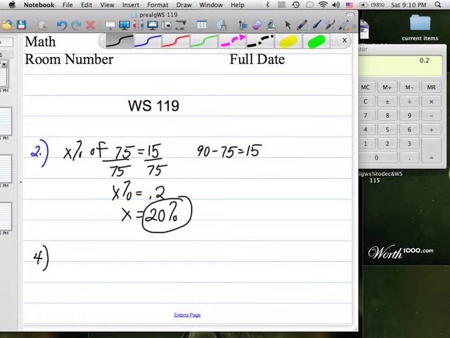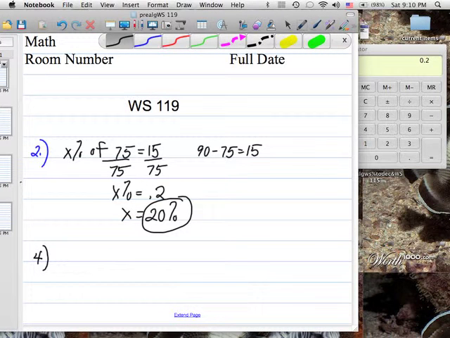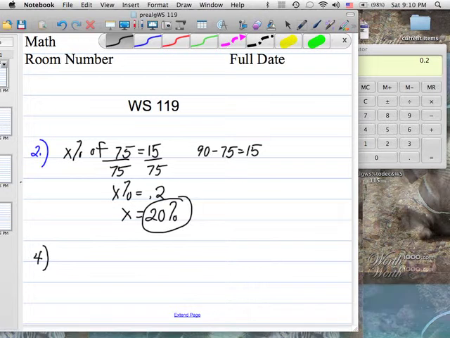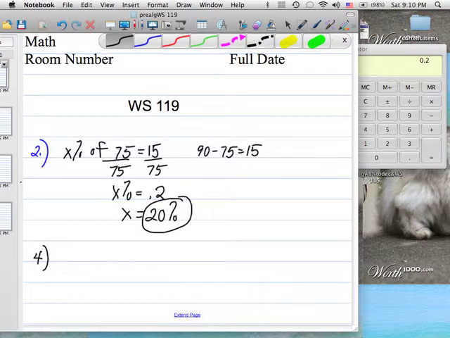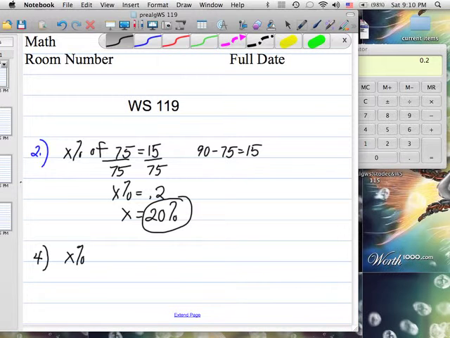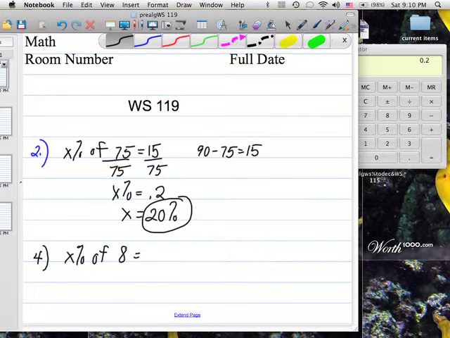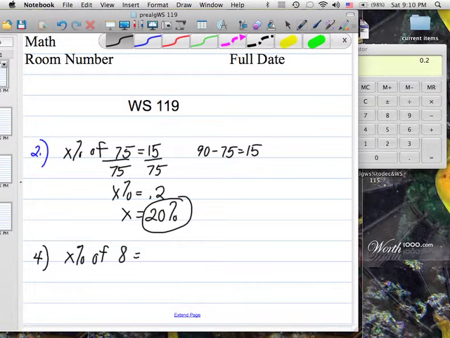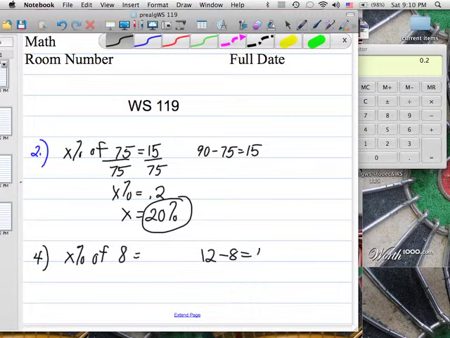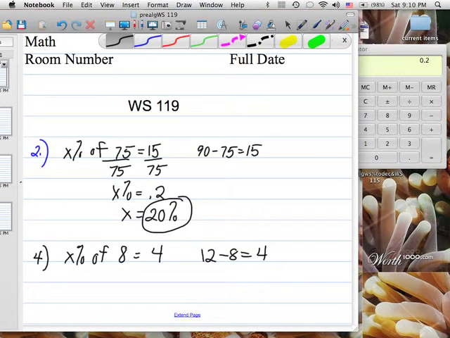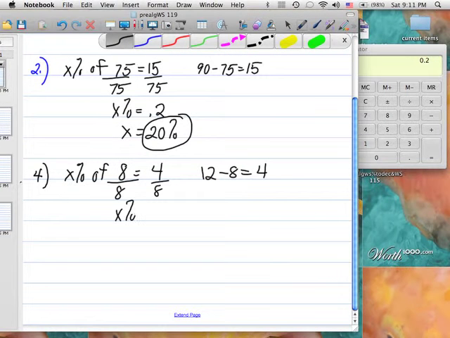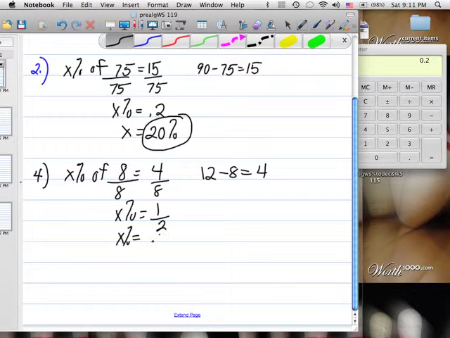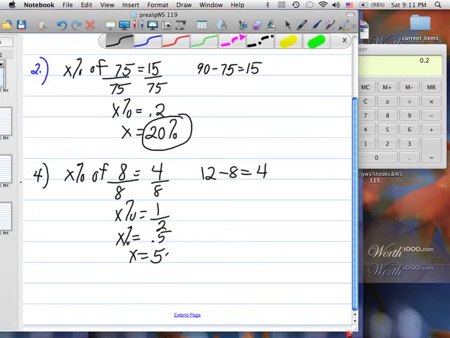Problem number 4. The original depth was 8 feet. The new depth is 12 feet. We want to know what the percent of increase is. So we have X percent of the original depth, which was 8, equals the increase. What percent is the increase? So 12 take away 8, we have a 4-foot increase, equals 4. Divide both sides by 8, and we get X percent equals 1/2. So X percent equals 0.5, so the percent of increase is 50%.